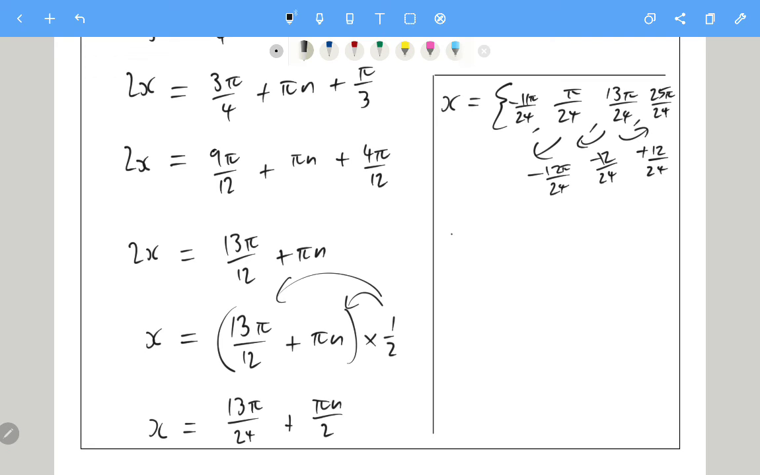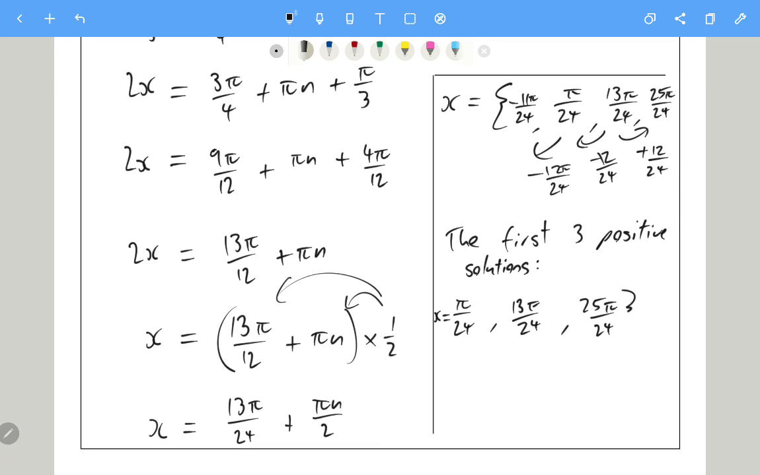And so the first 3 positive solutions will be x equals pi on 24, x equals 13 pi on 24, and 25 pi on 24. And I'll just fix this notation so it's a little bit nicer to look at, like a group of numbers, a set of numbers.